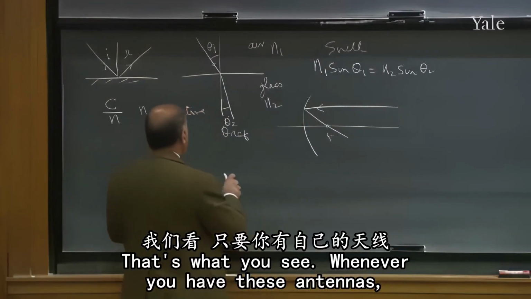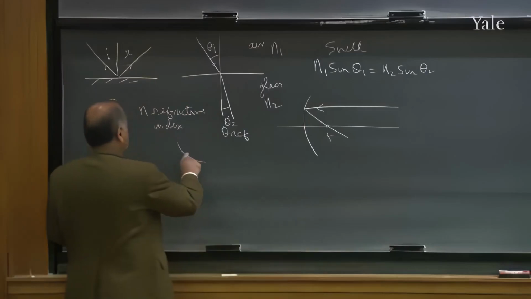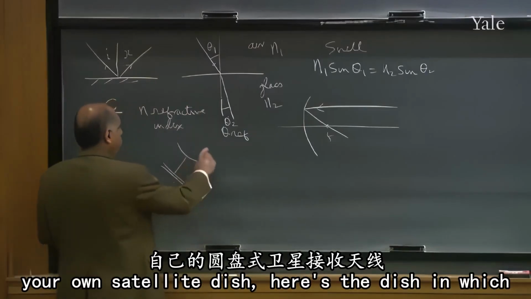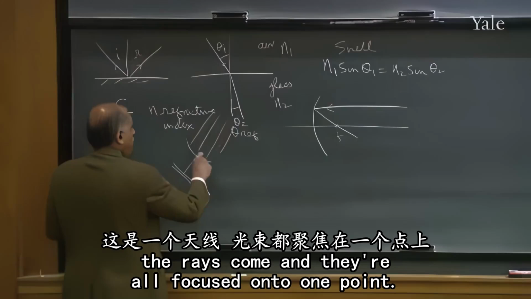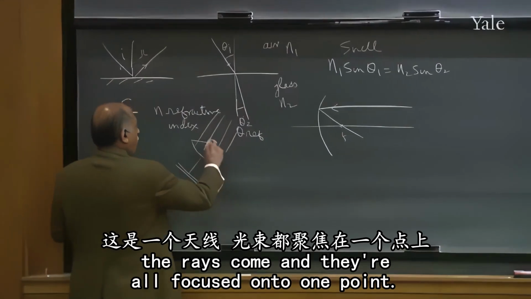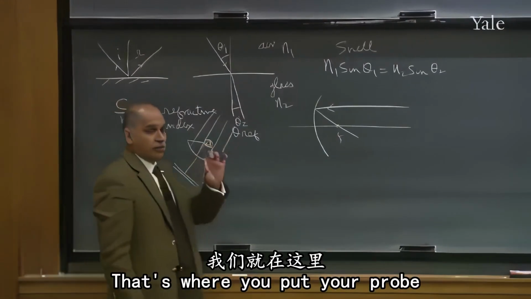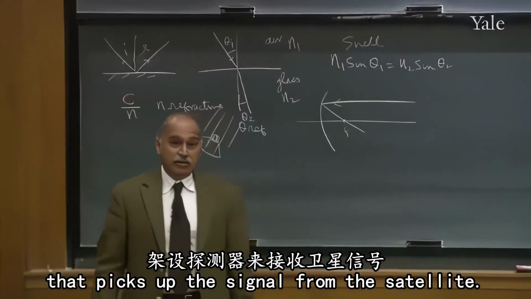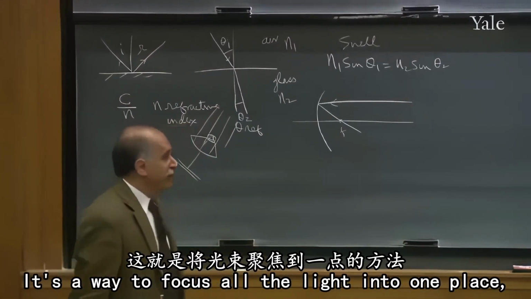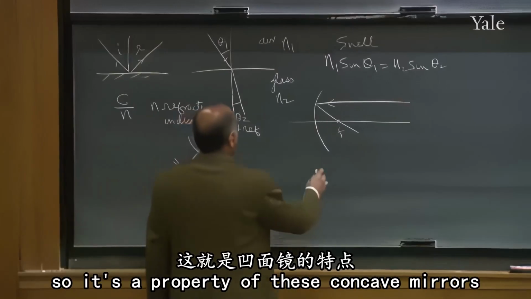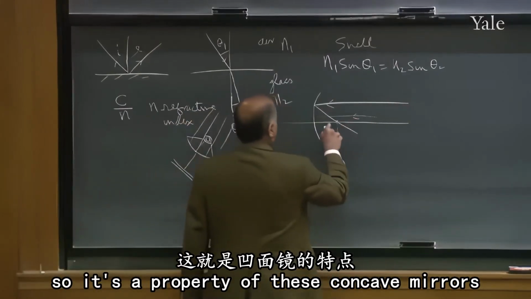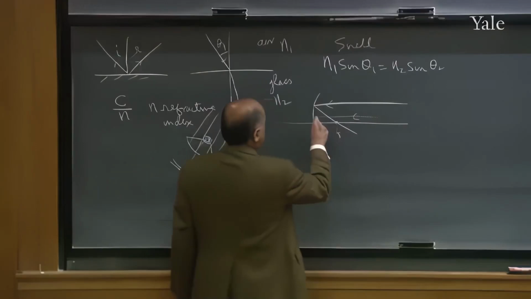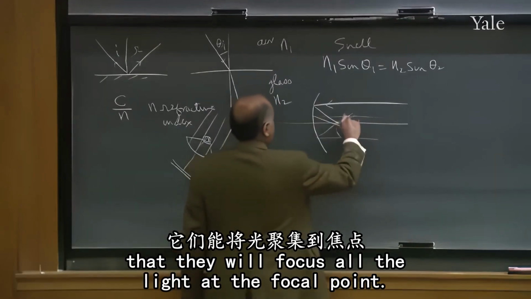That's what you see whenever you have these antennas. Your own satellite dish is a dish in which the rays come, and they're all focused onto one point. That's where you put your probe that picks up the signal from the satellite. It's a way to focus all the light into one place. So it's a property of these concave mirrors that they will focus all the light at the focal point.